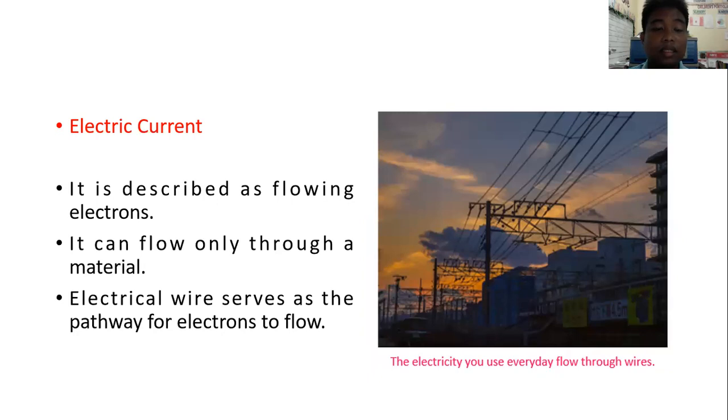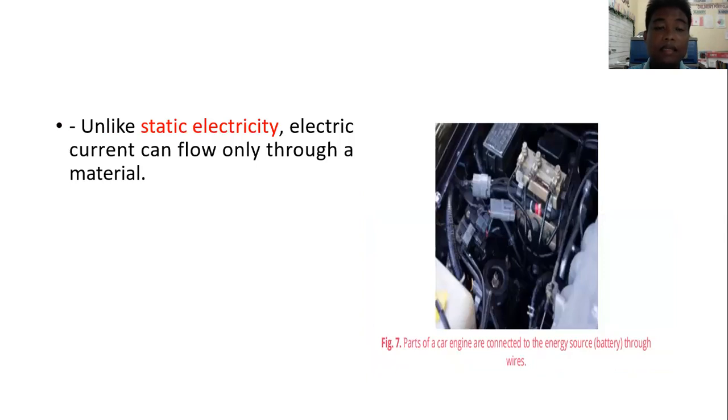Okay, electric current. It is described as flowing electrons. It can flow only through a material. Electric wires serve as the pathway for electrons to flow. So that's the purpose of electric wires. You can see electric wires in houses and in our gadgets, so that electricity can flow to supply power. Okay, unlike static electricity, electric current can flow only through a material. So we use electric wires.